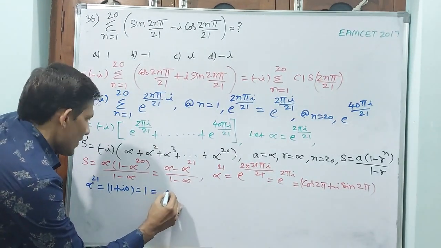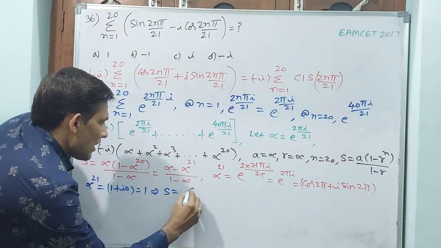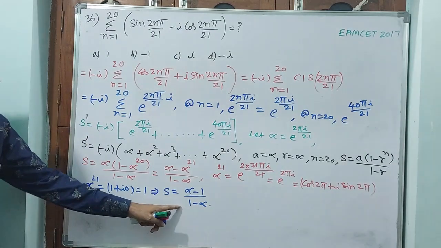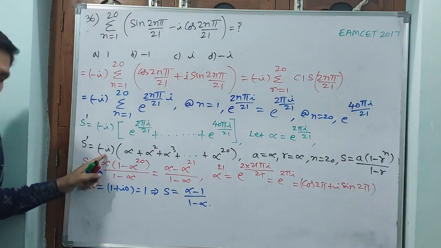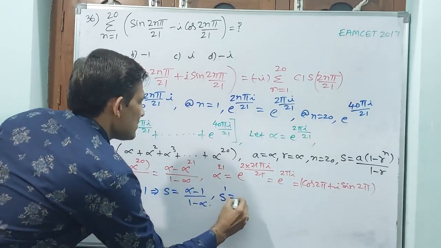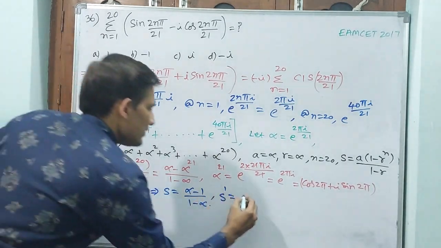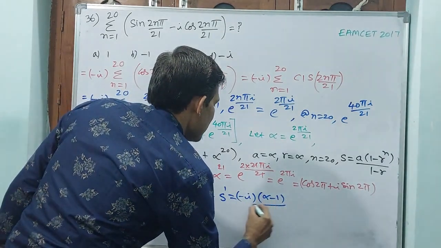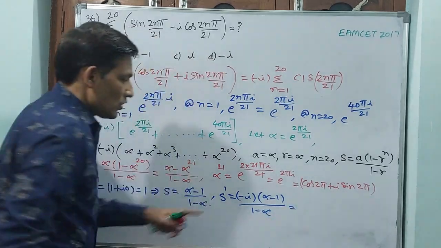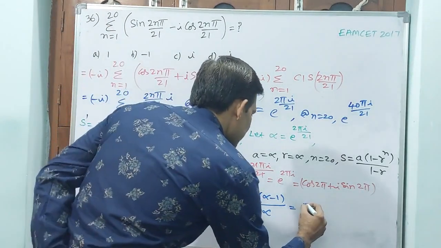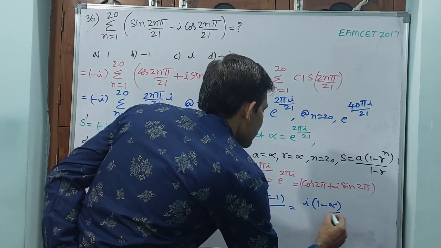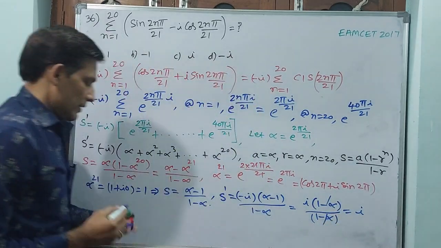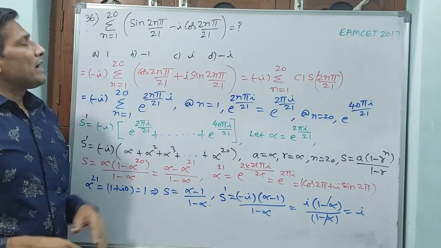That means S is equal to alpha minus 1 by 1 minus alpha. Okay, see, this is alpha S only. But you want S dash. Minus I you have to multiply. Write down. S dash is equal to minus I into alpha minus 1 by 1 minus alpha. That is equal to, if you set inside automatically, what will happen? I into 1 minus alpha divided by 1 minus alpha. That is equal to I. Okay? I will be your answer, 36.